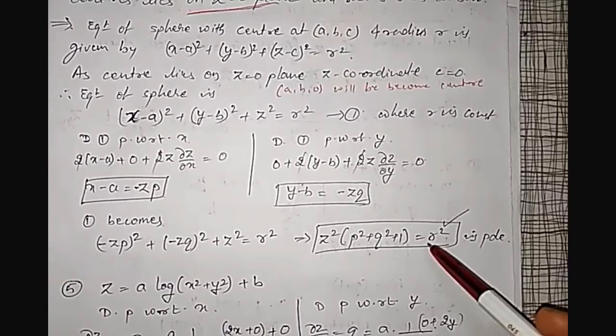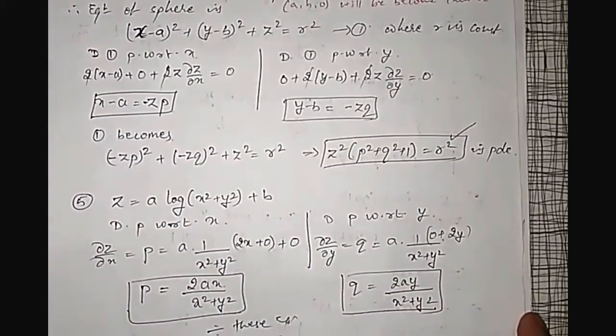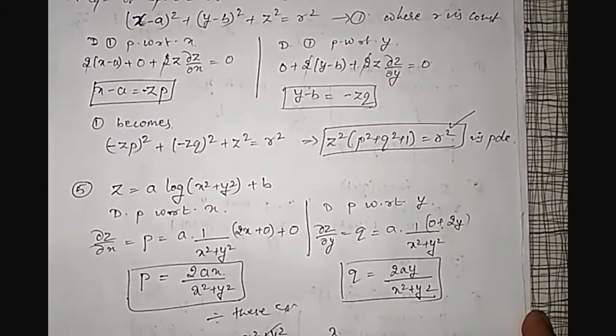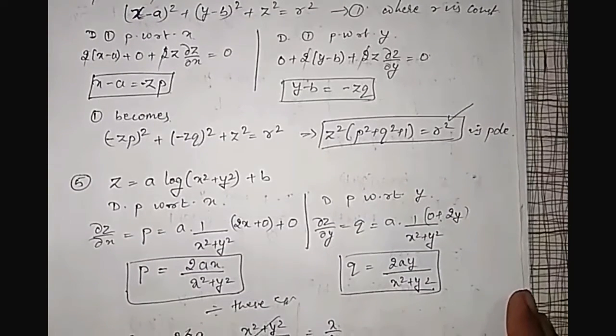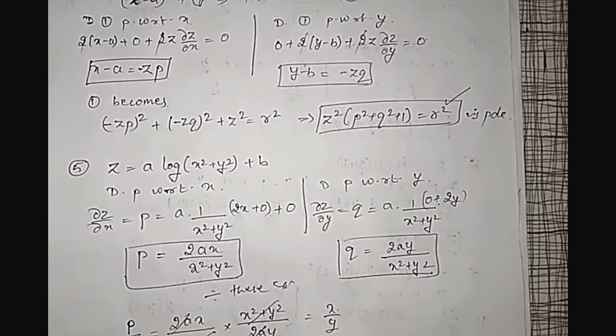Here r is an absolute constant, that's why we are not eliminating this. In another example containing log, I will solve here. If z is equal to a into log of x square plus y square equal to b is the given equation. For this, what is our partial differential equation? Again, a and b are arbitrary constants. I have to eliminate a and b here.